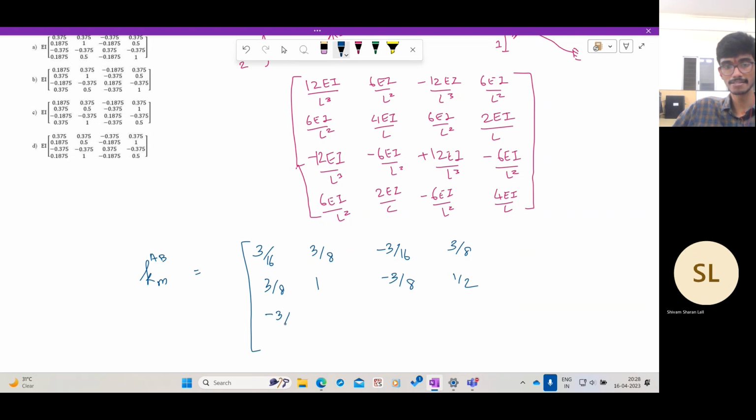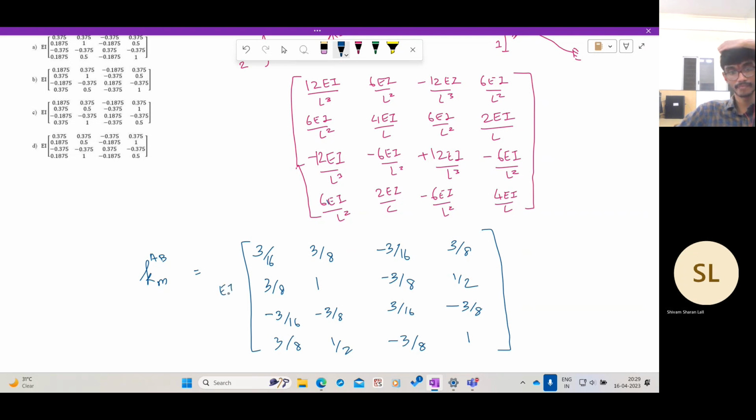So this is minus 3 by 16, minus 3 by 8, 3 by 16, and minus 3 by 8. And this one is 3 by 8. 2a by L is already, we got it, half, it is symmetric. So minus 3 by 8 and 1. So everything is multiplied by EI.